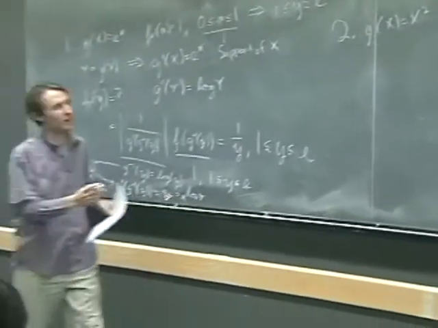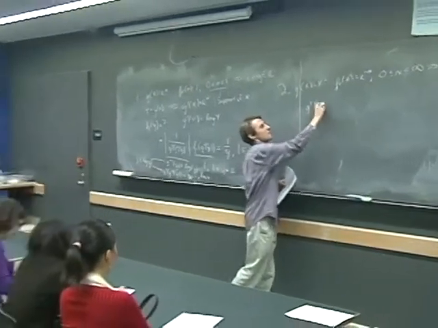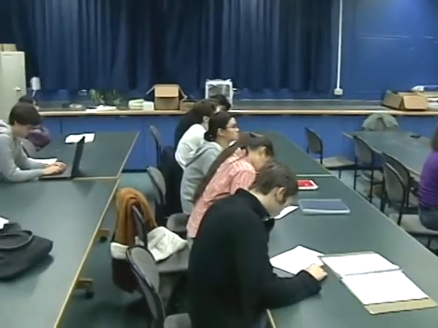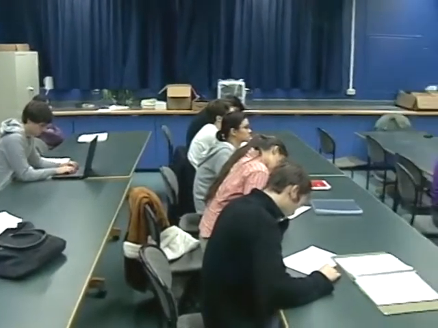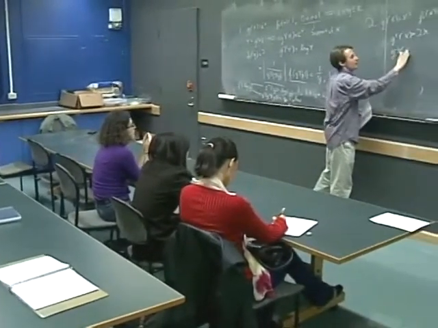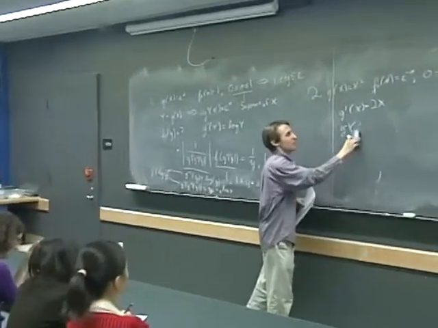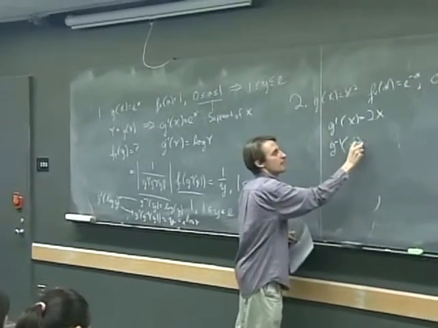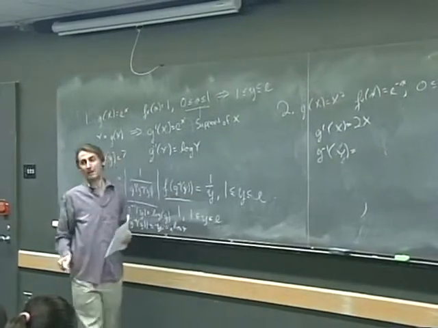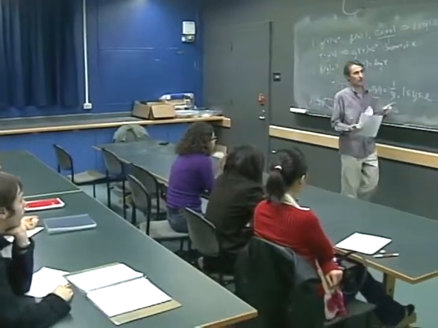All right, we need to write all the g primes and the g inverses. G prime of x, well, that you should be able to do. 2x. Okay. G inverse of x. Oh, actually, let's not write g inverse of x. I like to write g inverse of y, if we can. I'll make it a big Y there. Okay, g inverse of y, what should that be? Yeah, I kind of already gave away this story too, but this is the square root of y.